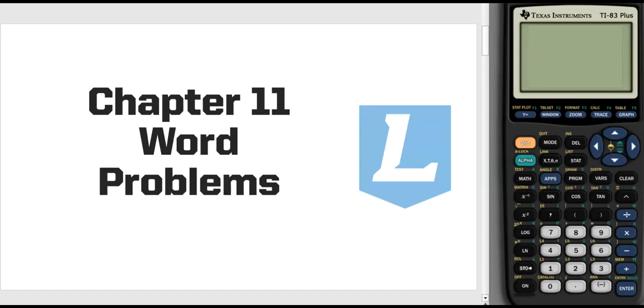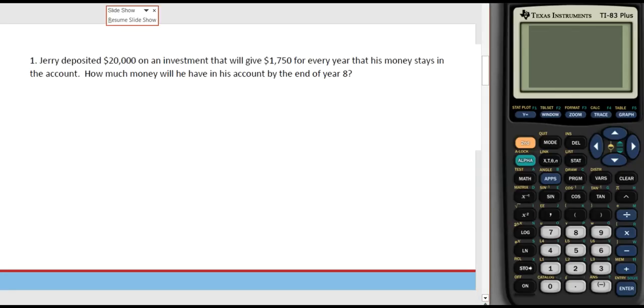So wrapping up chapter 11, we're going to look at some word problems that go along with sequences and series. And the biggest trick here is determining whether they are going to be arithmetic or geometric sequences. So we have to decide, based on the words, what the situation is telling us. Is it adding or is it multiplying?